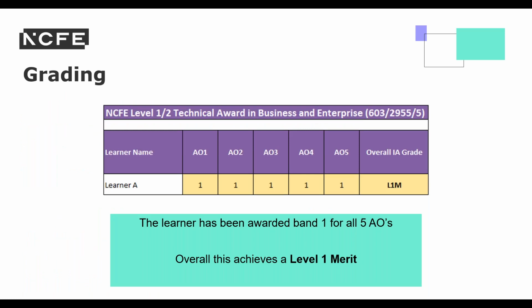So overall, we've looked at the 5 assessment objectives very quickly, and the learner has achieved band 1 for each of those assessment objectives. Therefore, overall, the learner has achieved a level 1 merit. The project is brief. It lacks detail outside of the information provided in the Synoptic project brief. The learner has shown they can recall and apply limited business and enterprise technical skills and knowledge. In this session, the learner could complete a resubmission to try and improve that grade. And they've achieved the level 1 merit overall.